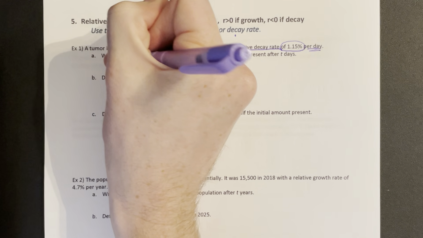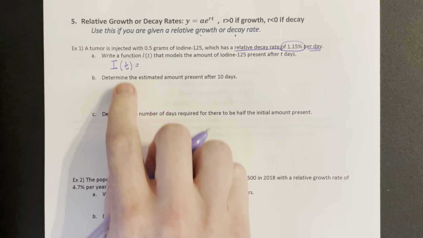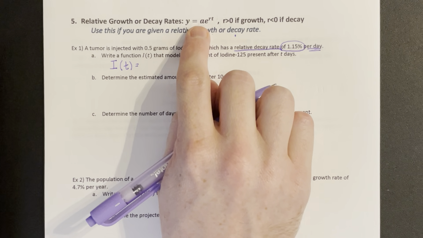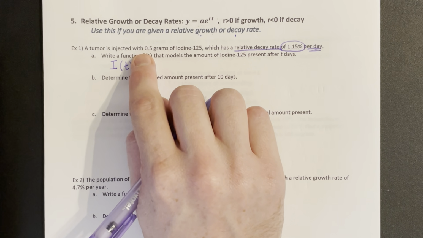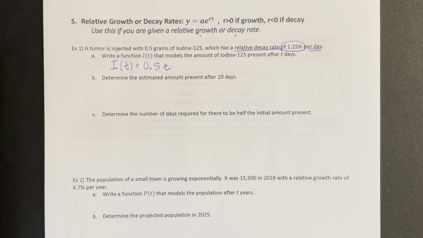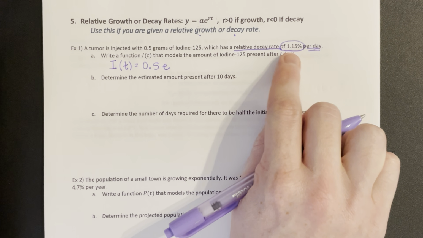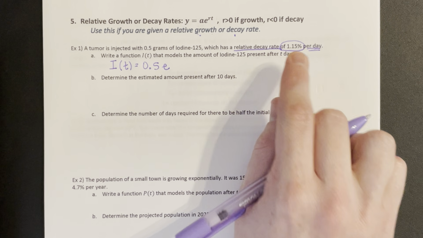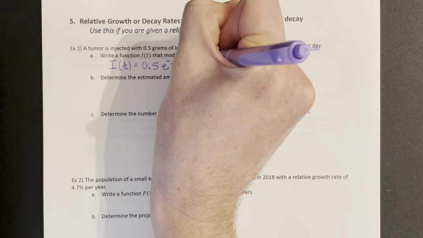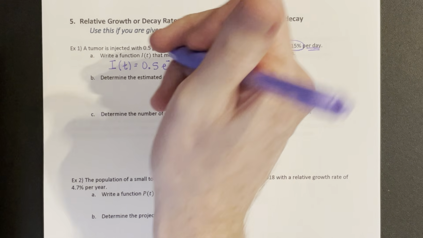We're going to write out this iodine function. So it says I of t, which means our input is t, our output is I, the amount of iodine. A represents that initial amount. We initially had 0.5 grams, so 0.5 e. And the rate is a decay rate. That automatically tells me that we need to make this a negative value. So it's going to be e to the negative 0.0115 based off of converting that to a decimal per day. So that would be t days.